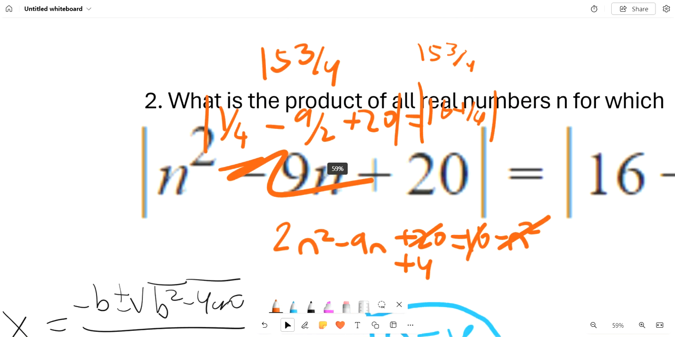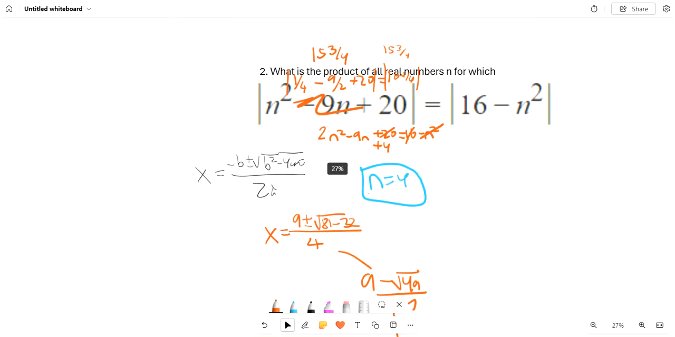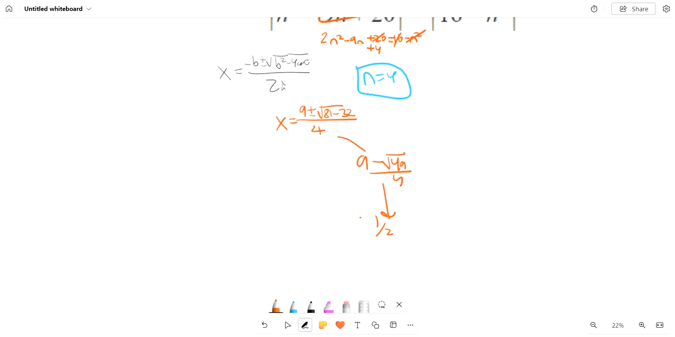Okay, so after this, we can see that 1/2 also works. So the answer is 1 over 2 times 4, which is equal to 2. So the answer is 2.